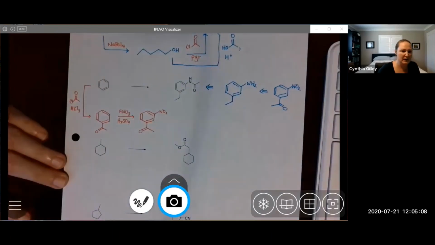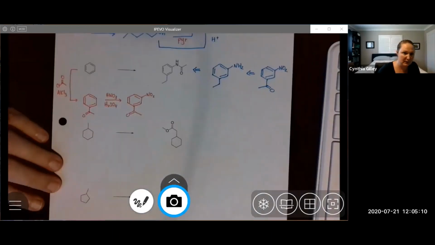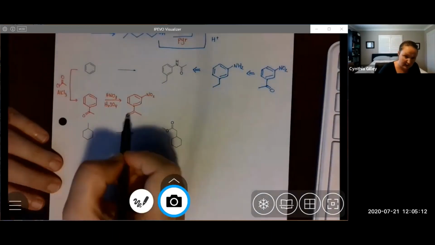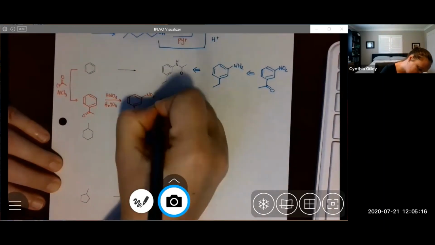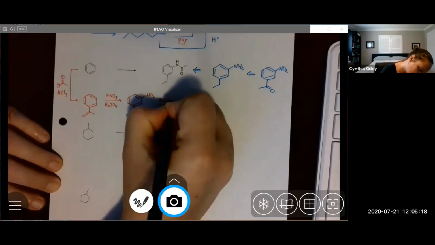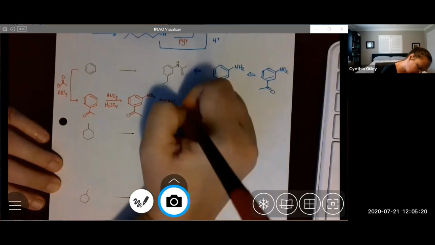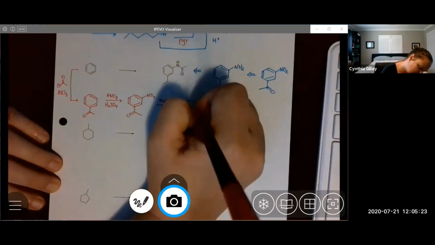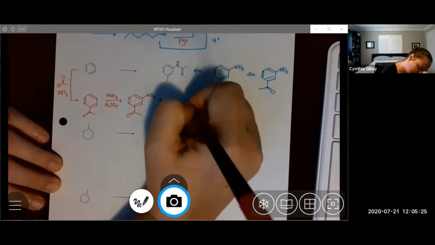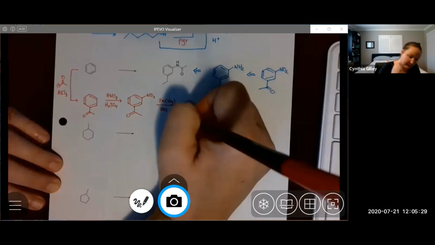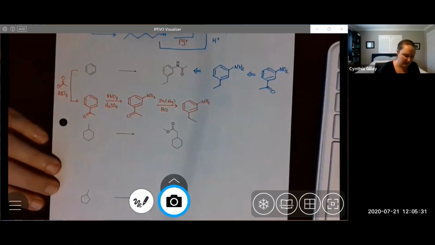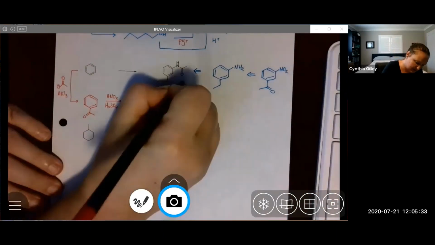Right. At this point, we need to reduce both the carbonyl and the nitro group. So we can do our Clemmensen reduction. And that will, with a basic workup to give us the free amine, reduce both of those, right? And then we just need to make an amide, right?